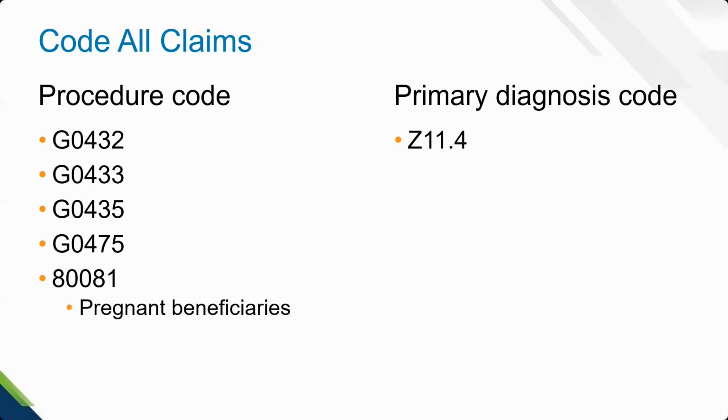If the obstetric panel is used, there are certain tests that must be included. The Medicare Preventive Services tool gives details, and we're going to take a look at that when we get to our resources slide. They do have very specific tests that must be included in that panel. All claims must have a primary diagnosis of Z11.4.